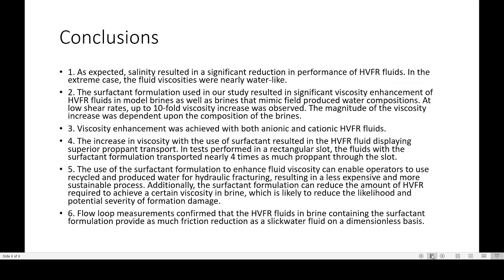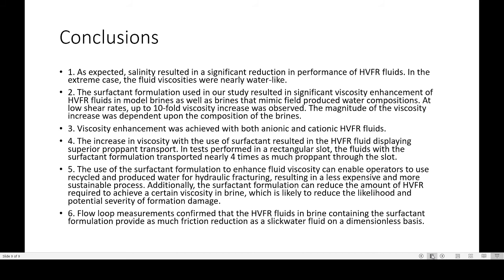The paper covers several conclusions. As expected, the salinity resulted in a significant reduction in the performance of HVFR fluids. In the extreme case, the fluid viscosities were nearly water-like. The surfactant formulation used in the study resulted in significant viscosity enhancement of HVFR fluids in model brines, as well as brines that mimic the field-produced water compositions. At low shear rates, up to a 10-fold viscosity increase was observed. The magnitude of viscosity increase was dependent upon the composition of brines. The viscosity enhancement was achieved in both anionic and cationic HVFR fluids.